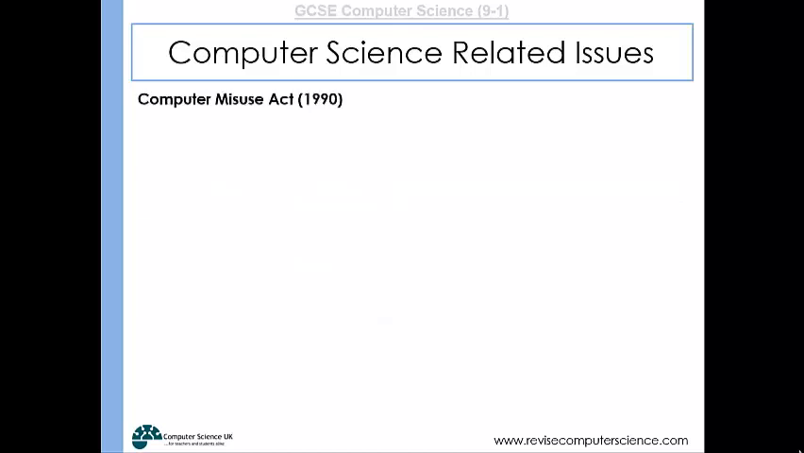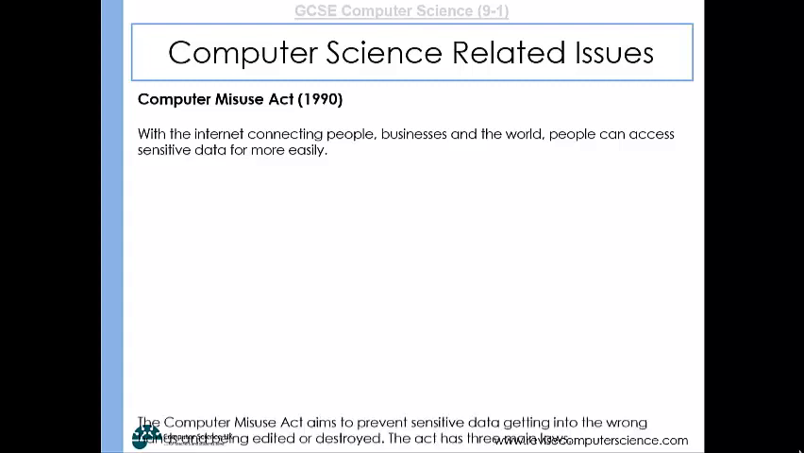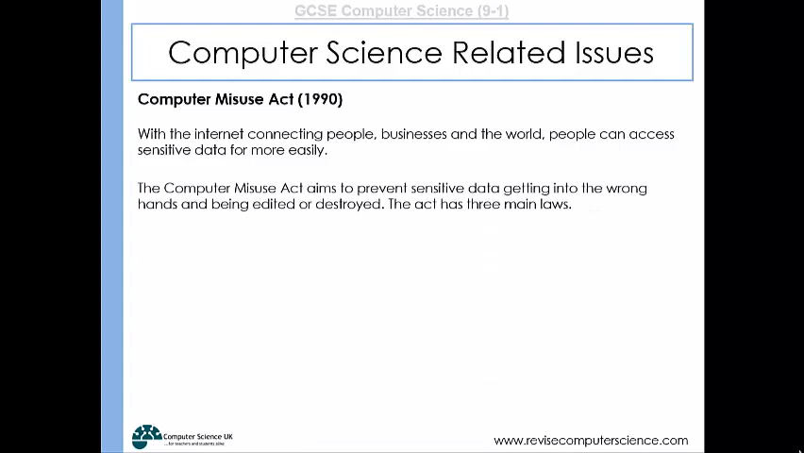Now, the Computer Misuse Act is another law. If you think about the fact that we are connected to lots of different people and organizations thanks to the internet, people can access sensitive data far more easily. And the Computer Misuse Act was there to prevent sensitive data getting into the wrong hands and being edited and being destroyed. And the Act has three main laws.